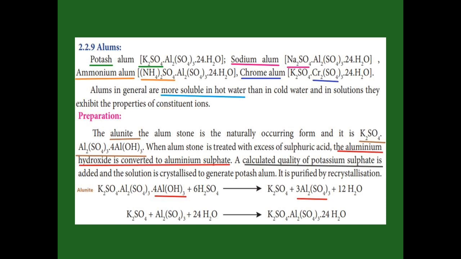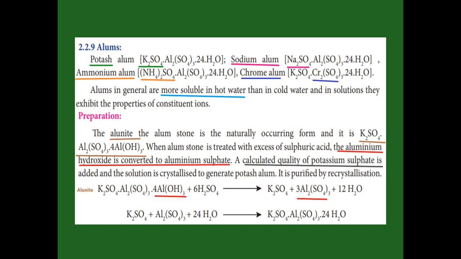Now we are going to see the preparation of potash alum. Potash alum is prepared from alunite ore, alum stone. The formula is K2SO4, which I indicated in brown color, Al2(SO4)3, and 4 moles of Al(OH)3. That is, alunite means potassium sulfate, aluminum sulfate, and 4 moles of aluminum hydroxide.